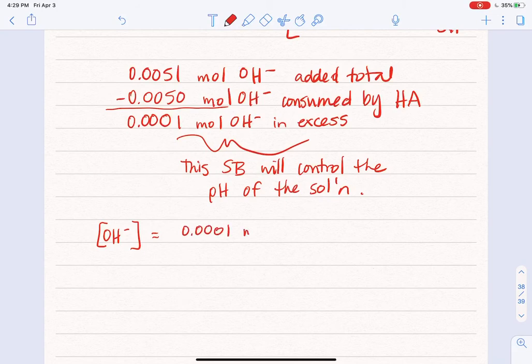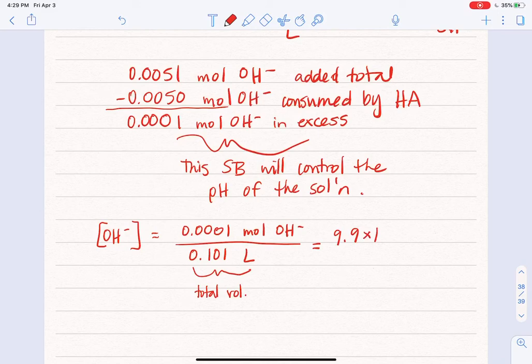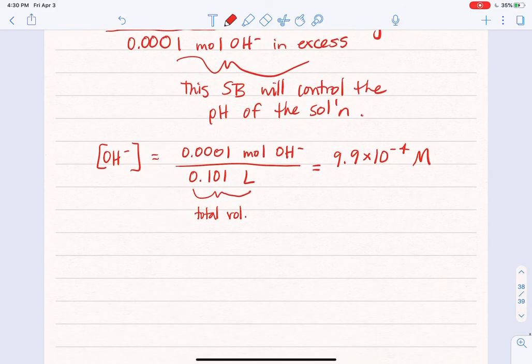So we have the excess moles of hydroxide over the total volume of the solution. Here the total volume is 101 milliliters because I've added 51 milliliters to the original 50. So that's how I get that denominator. It's the total volume of the solution. So this gives me a hydroxide concentration of 9.9 times 10 to the minus 4 molar. That's a molar concentration. To get the pH, I just take the negative log of that to get the pOH of 3, and subtracting that from 14, I can find that the pH is going to be 11.